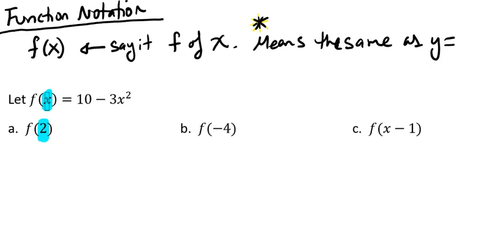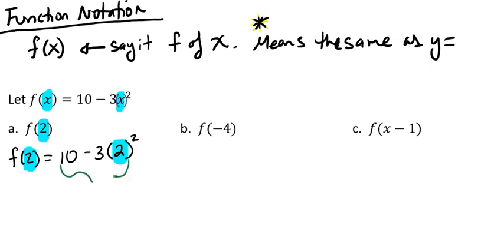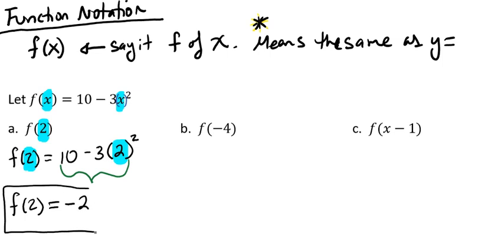So what that means is everywhere that we see an x in our equation, we are going to replace that with the 2. So for example, if we have f of 2, we'll write 10 minus 3 times the quantity 2 squared. Notice how I took that 2 and put it in the x's spot. Then we'll work out that side of the equation, and we'll see that f of 2 equals negative 2. And we're done.